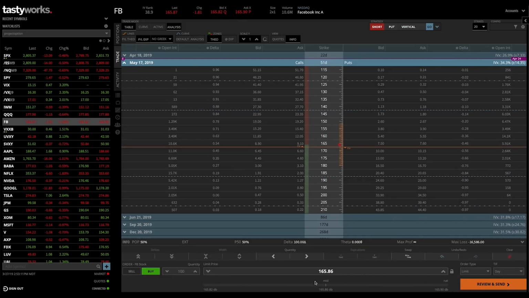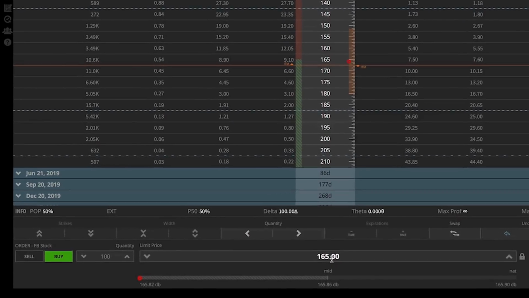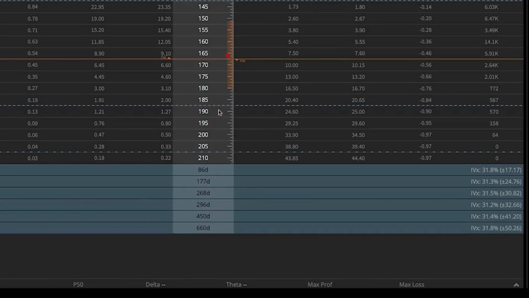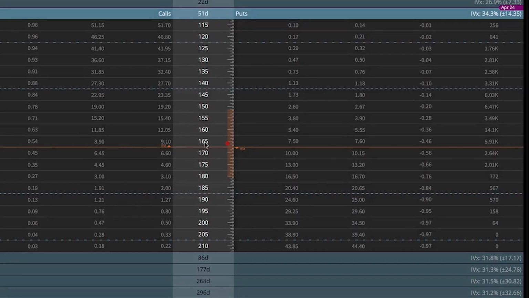First I'm going to look at the loss potential, and let's just say I buy 100 shares of Facebook stock at $165 per share. As we can see here, it says my maximum loss potential is $16,500, which stems from the fact that if I purchase 100 shares of Facebook stock at $165 a share, I am purchasing $16,500 worth of stock, and if Facebook goes out of business and the share price goes to $0, my loss is going to be 100% of what I invested, which is $16,500.